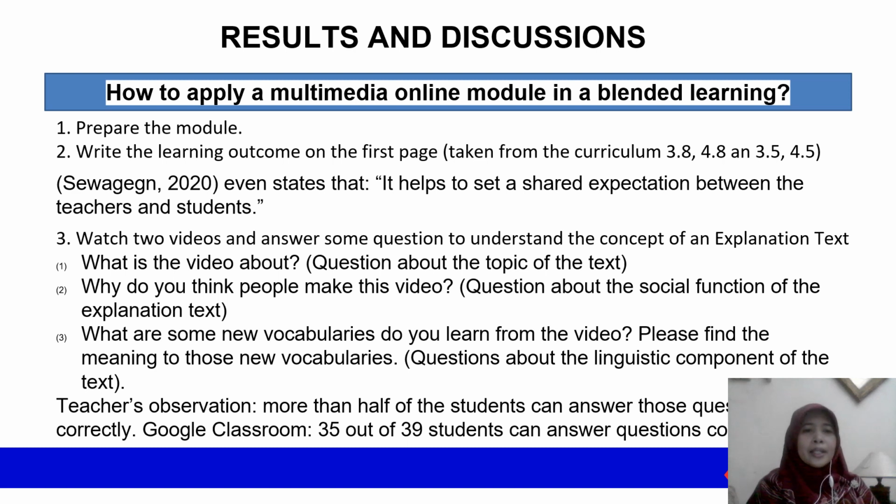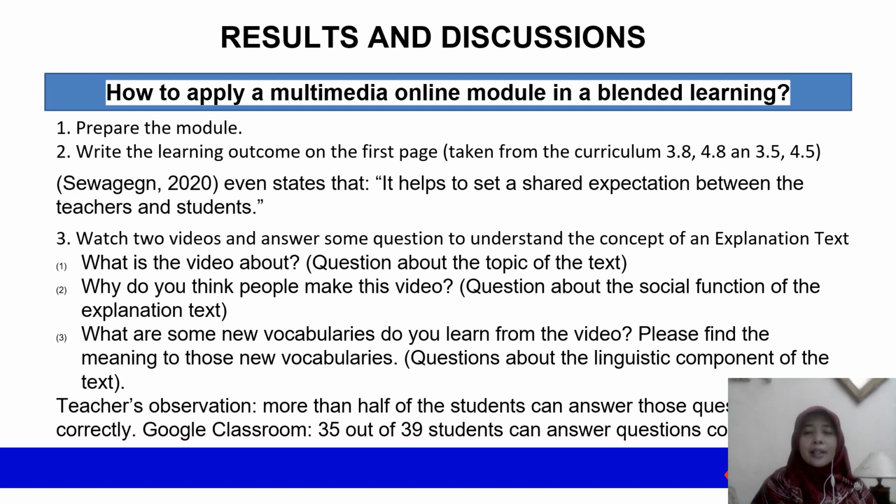Okay. The next step is that they have to watch 2 videos and also answer some questions in order to understand the concept of the explanation text. What is the video about? This is questions about the topic of the text. And then, why do you think people make this video? This is questions about the social function of the explanation text. And then, what are some new vocabularies you learn from the video? These are questions about the linguistic components of the text.